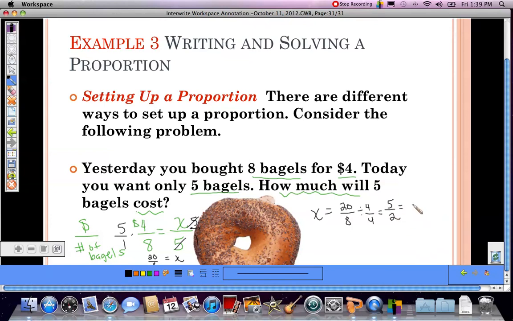5 divided by 2 is 2.50. So how much will 5 bagels cost me? They're going to cost me $2.50.